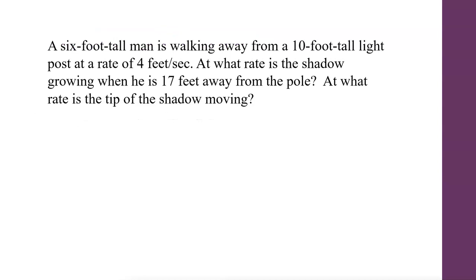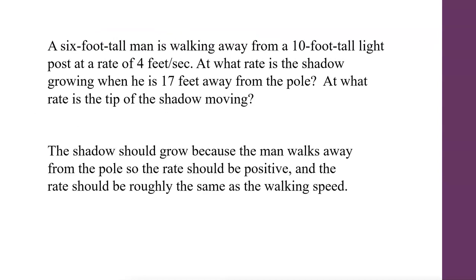So what we're going to do is revisit this problem. So the shadow will grow because the man is walking away from the pole. So the rate should be positive. Our answer was positive, so far so good. And the rate should be roughly the same as the walking speed, right? So it shouldn't be all of a sudden growing at 100 feet per second or maybe 0.2 feet per second. So it should be roughly the same. And when I say roughly the same, it was 4 feet per second while the other one was 6. So they're close enough. They're not out of the realm of possibility, right? So the answers seem reasonable.